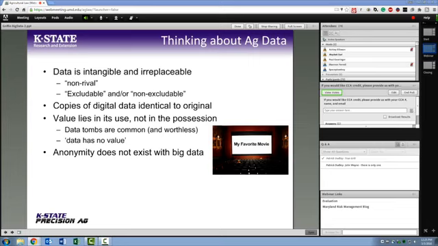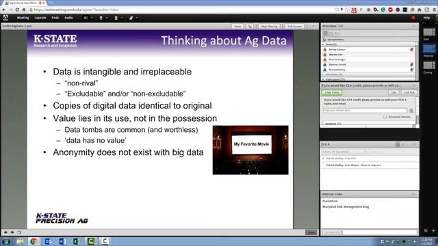And one other characteristic I want everyone to consider, especially when you're working with your clients, the farmer, is that anonymity does not exist when data are truly big, whether it's in agriculture or any other industry. It's not a bad thing. It's not a good thing. It's just the way it is. It's been shown time and time again with examples of, you know, people's addresses and so forth.